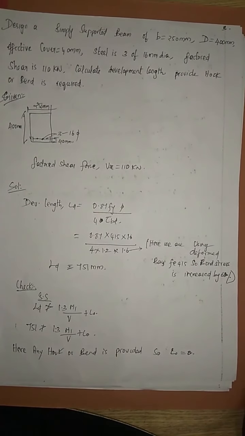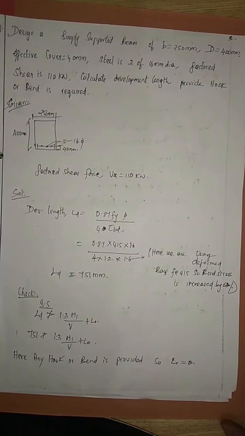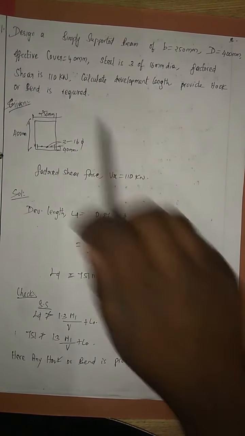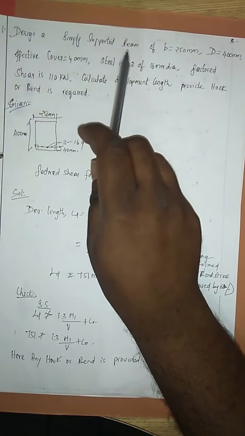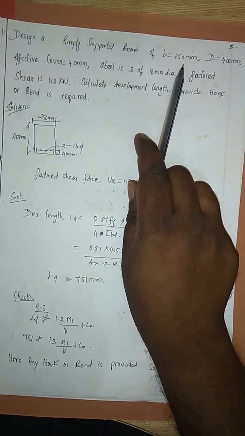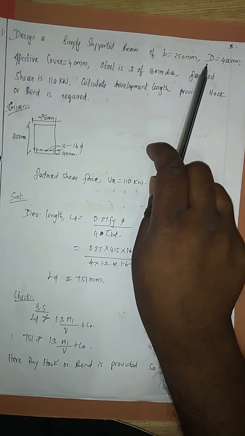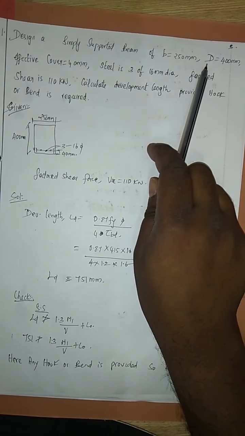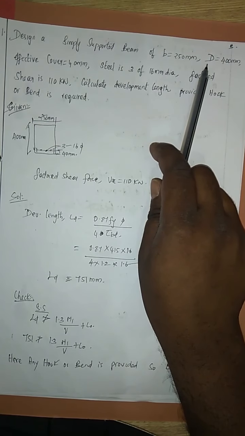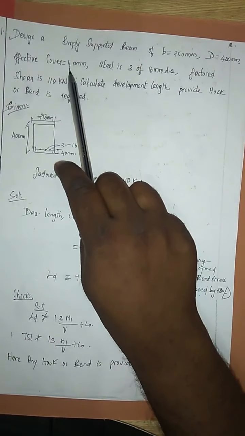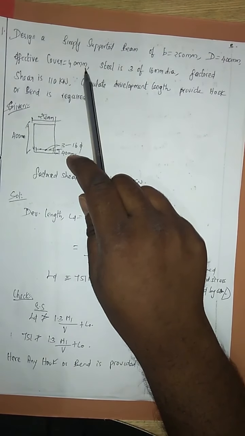These questions are taken from previous year question papers. You can check also. Design a simply supported beam of breadth 250 mm and capital D. Note, capital D is nothing but the overall depth. In order to find effective depth, what is the formula? Effective cover is given. Effective cover is 40 mm.